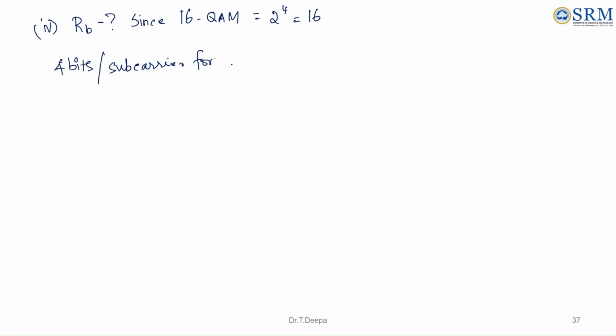for every T seconds. The T corresponds to the total time for the OFDM symbol, the total transmission of the OFDM symbol, which we have already found. What is the value of T? It is 136 microsecond.